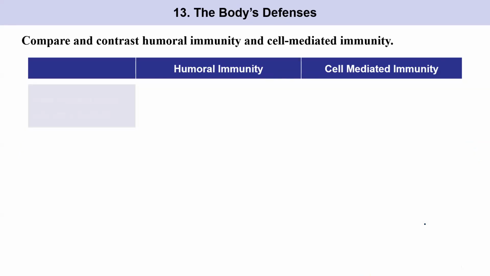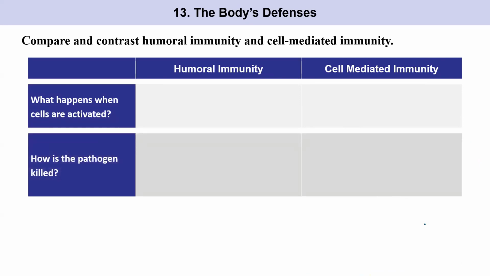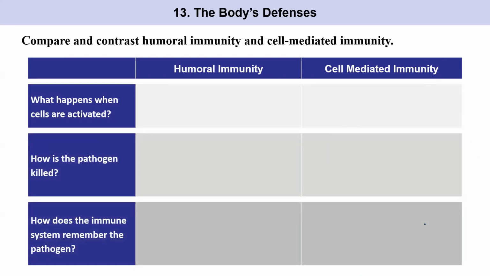All right, what is next? What happens when the cells are activated? That's a good question, because how does the activation kill what we're trying to kill? How's the pathogen killed, and how does the immune system remember the pathogen? So what happens when B cells are activated? B cells secrete antibodies, and they make memory cells. We'll talk about those antibodies in a minute. In fact, I have a little bit on the next slide that addresses antibodies.